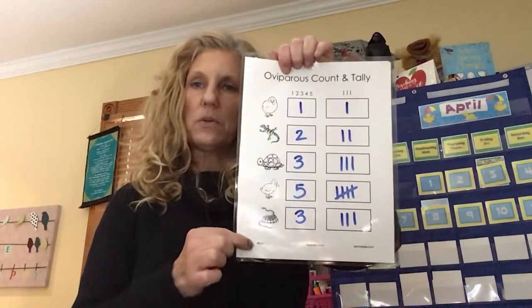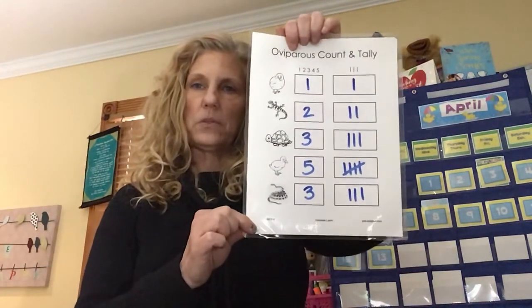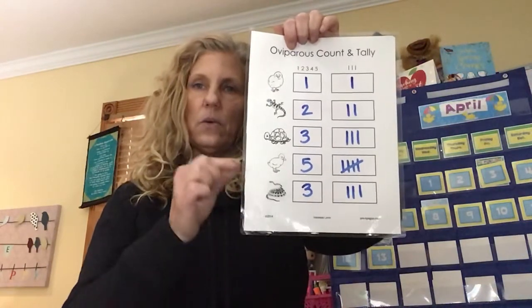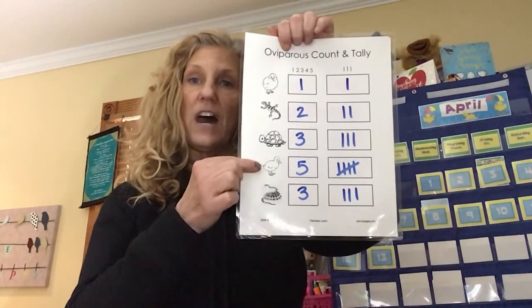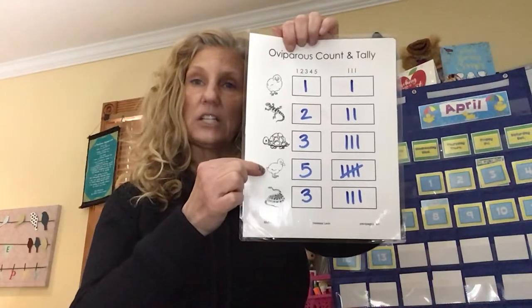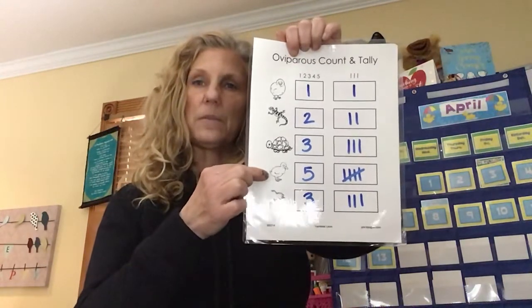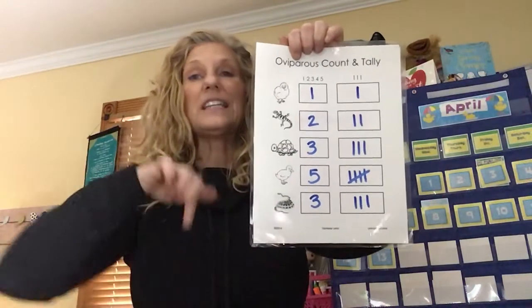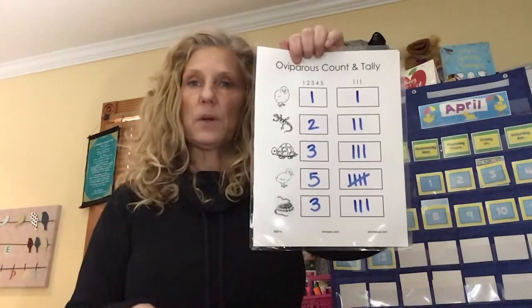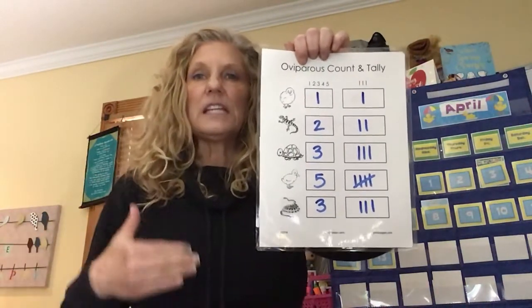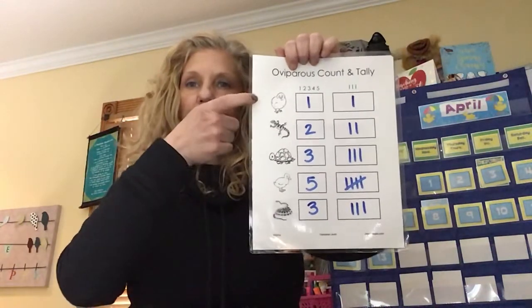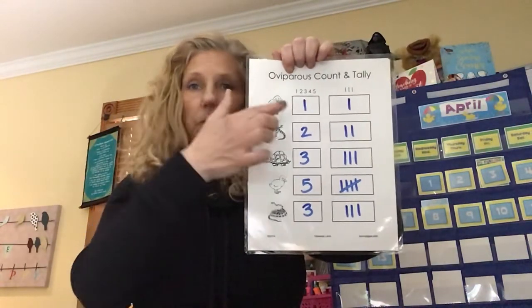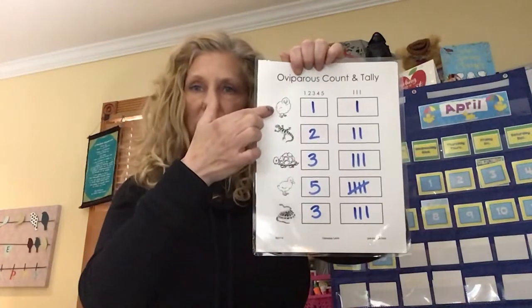Which one do we have the most of? Which animal did I pick the most out of the eggs? Which egg had the most animals? 5. 5 ducklings. That's the highest number. That's the most. Now we're going to talk about the least, which is the lowest number. Which animal did I have the least of? The baby chicken, which is a chick. I only had one chick.